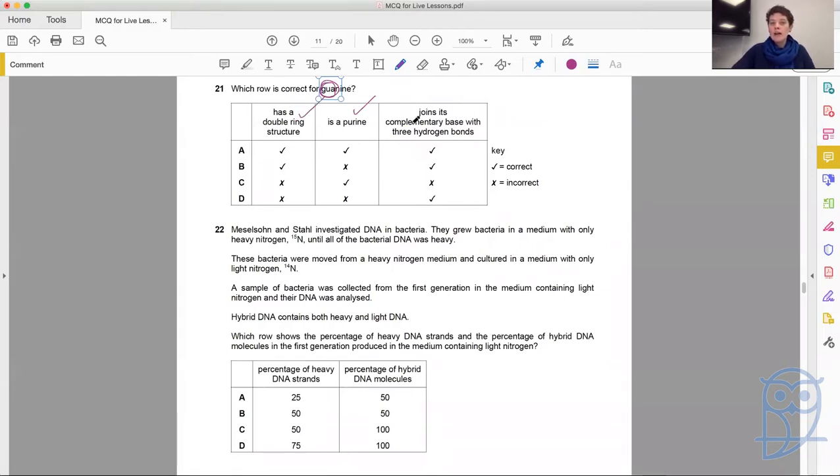So the number of hydrogen bonds, we have AT and we have GC. AT is 2, so GC is 3. So ticks all the way across, which brings us to the matching answer of A for question 21.